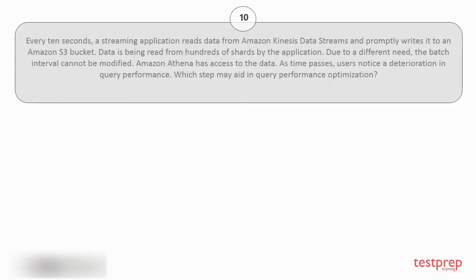Question number 10. Every 10 seconds, a streaming application reads data from Amazon Kinesis data streams, and promptly writes it to an Amazon S3 bucket. Data is being read from hundreds of shards by the application. Due to a different need, the batch interval cannot be modified. Amazon Athena has access to the data. As time passes, users notice a deterioration in query performance. Which step may aid in query performance optimization?